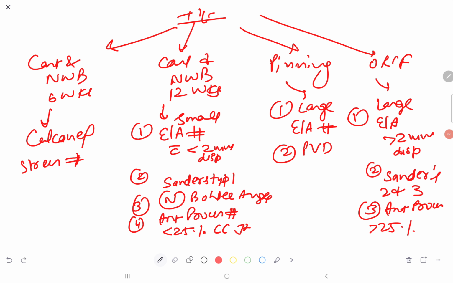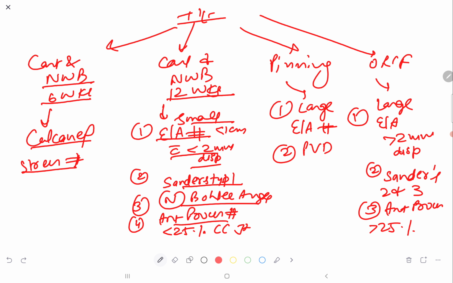Now, in the treatment options, we have cast and non-weight bearing for 6 weeks in calcaneum stress fractures. Cast and non-weight bearing for 12 weeks is done in small extra-articular fractures, that is less than 1 centimeter with less than 2 millimeter displacement, Sanders type 1, normal Bohler angle, anterior process fracture with less than 25% of calcaneocuboid joint involvement. Pinning is done in large extra-articular fractures and with peripheral vascular diseases.